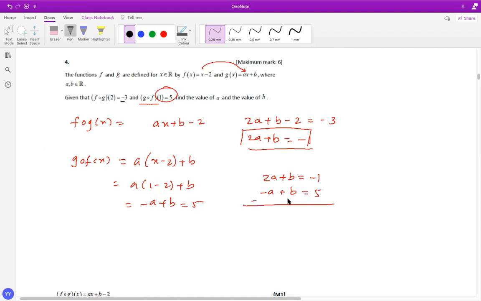So if I subtract these two equations, you get 3a equals -6. That gives me a is -2. And once you get the a value as -2, you get -4 plus b equals -1. And that gives you b as +3. So that's how you do question number 4.